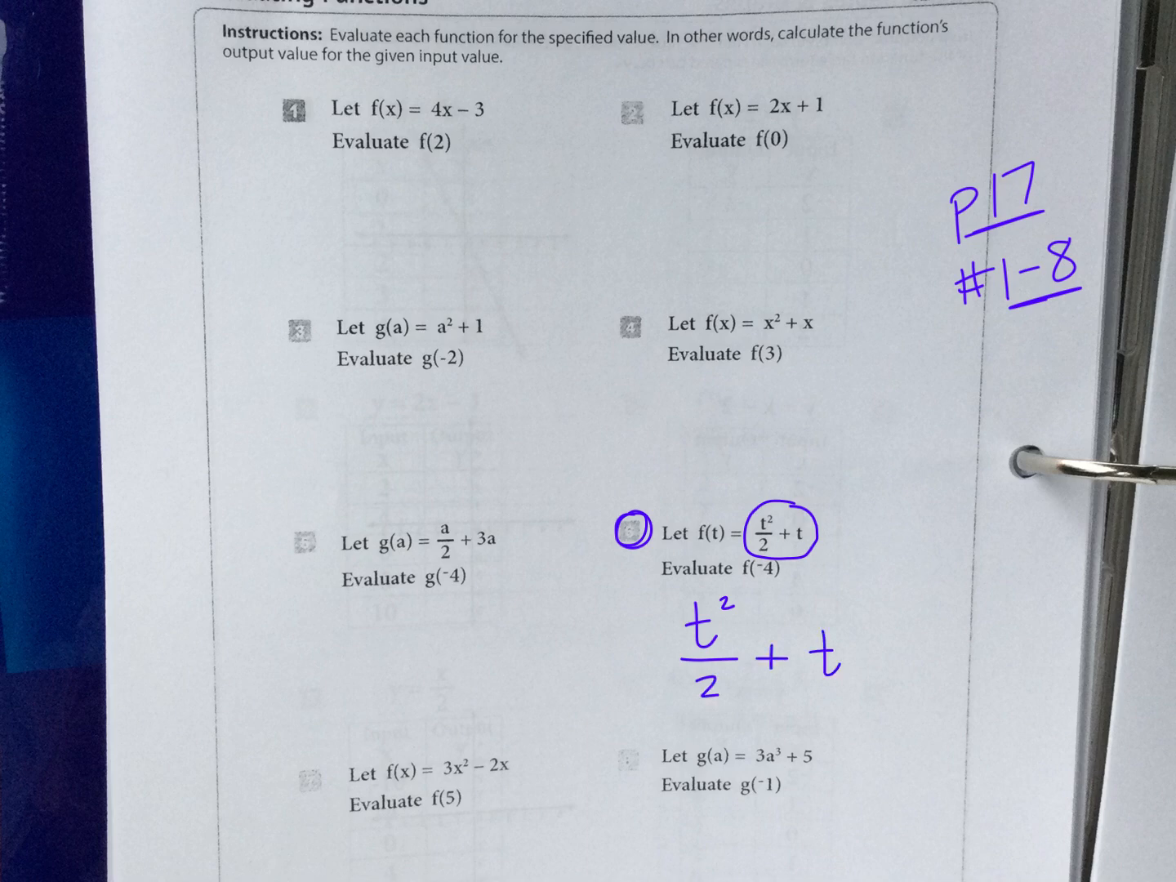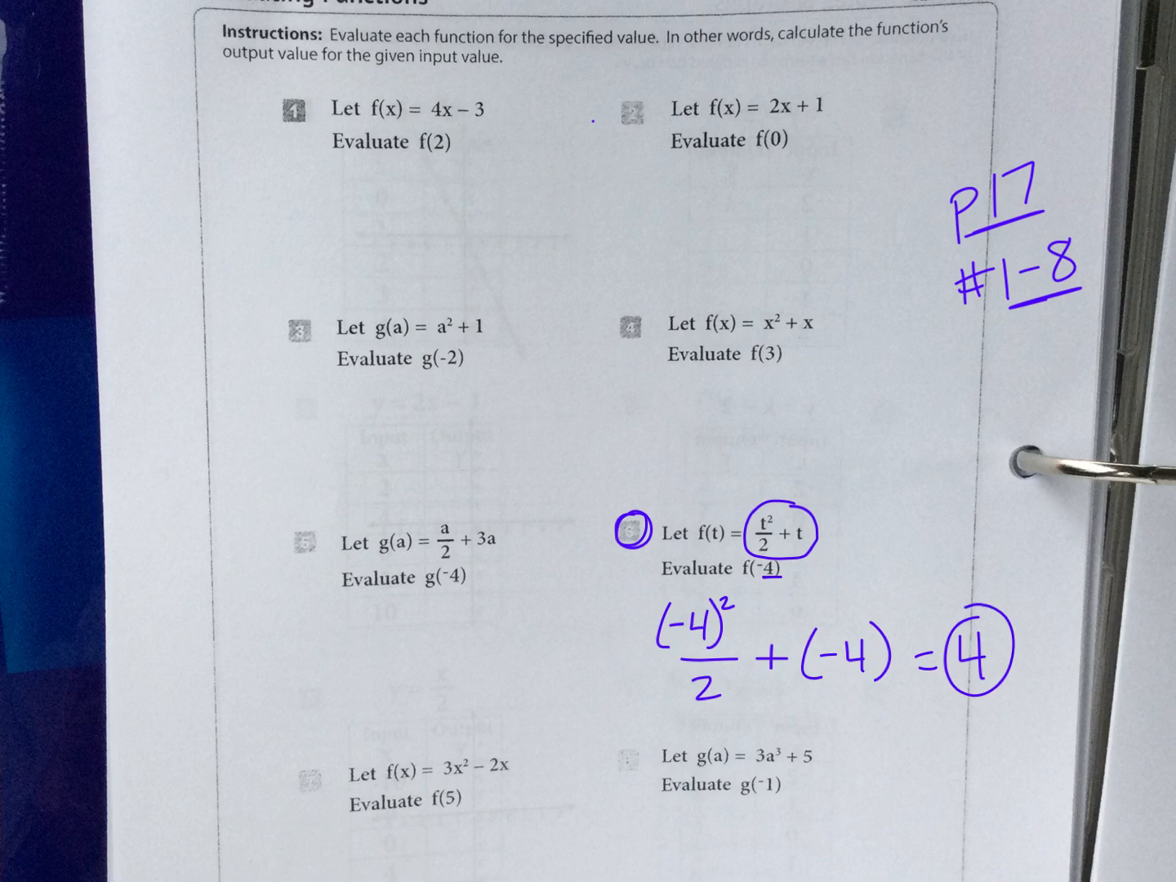It's got 2 t's in it. That's okay. My input is a -4. So I'm going to take out that t and in parentheses put the -4. The squared stays on the outside of the parentheses. I'm not going to erase that 2. It's a number. I'm going to erase this t and I'm going to put in my -4. And then you straight up type that in your calculator. And you should get a 4 as your answer.